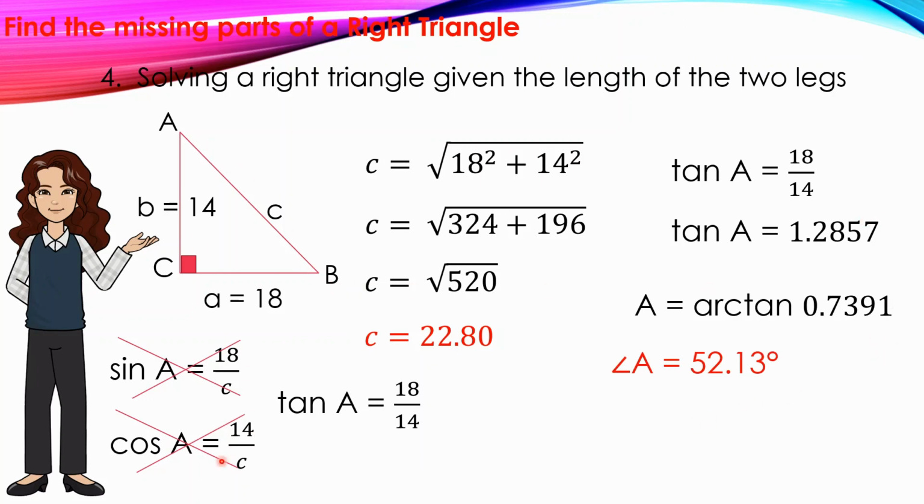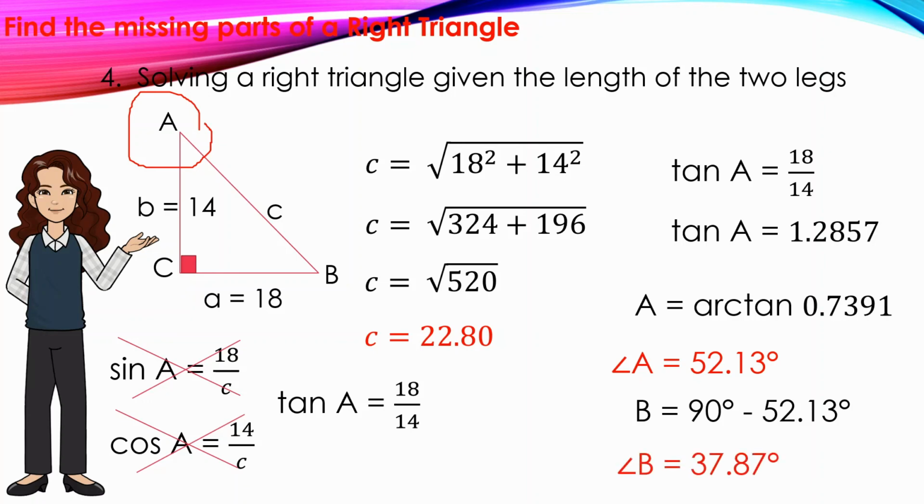So this is your angle A. So angle A is 52.13 degrees. Then, for angle B, subtract from 90 degrees. So 90 minus 52.13 is 37.87 degrees. And that is the angle B.